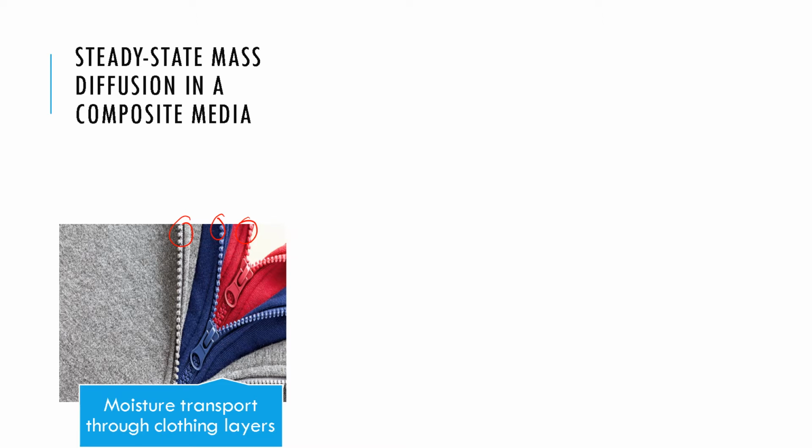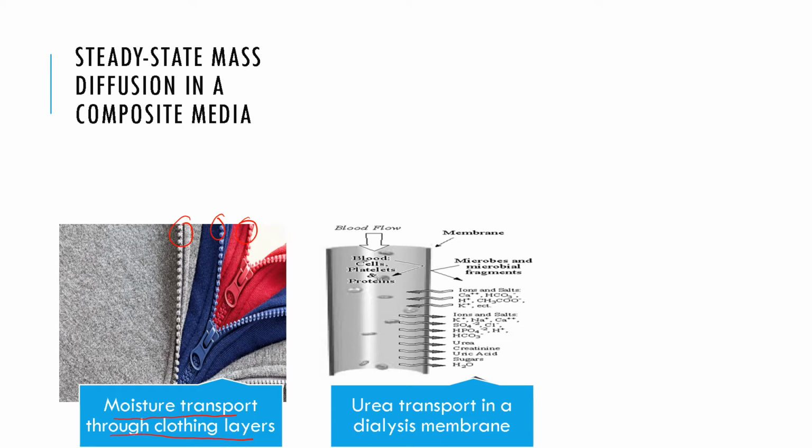For example, here we have moisture transport through 3 different clothing layers. In another example, we have urea transport through first convection, then diffusion through a membrane, and then convection again in a dialysis membrane. This is the one we will do in more detail.